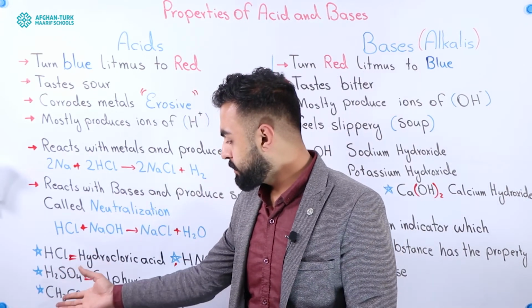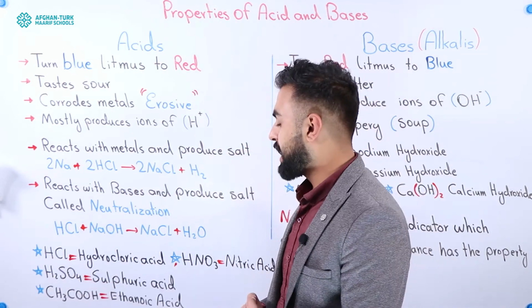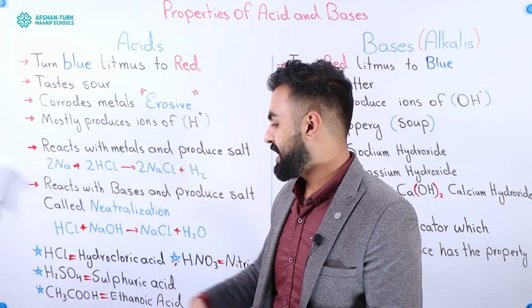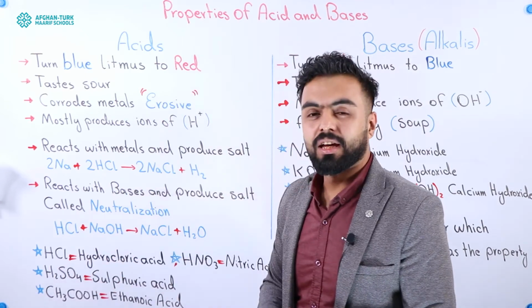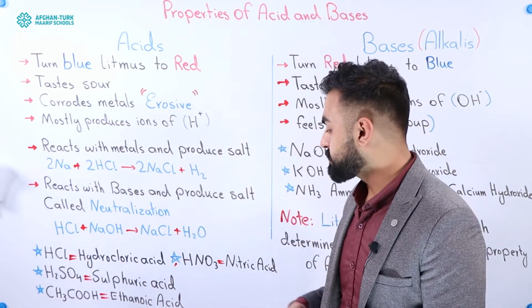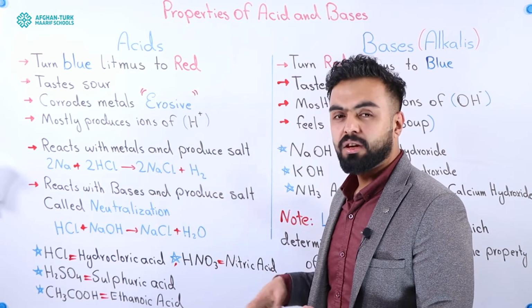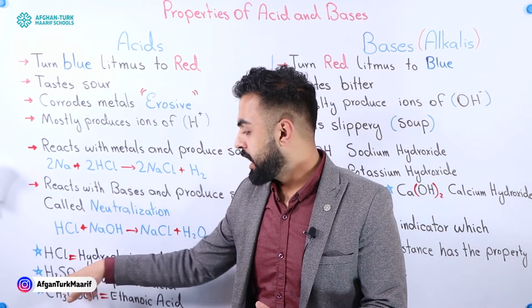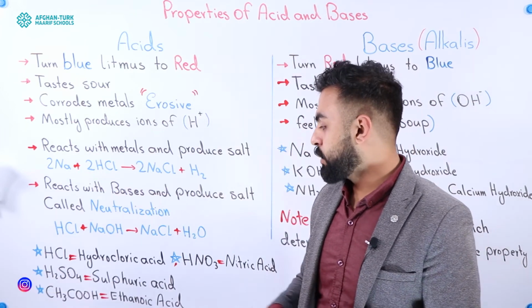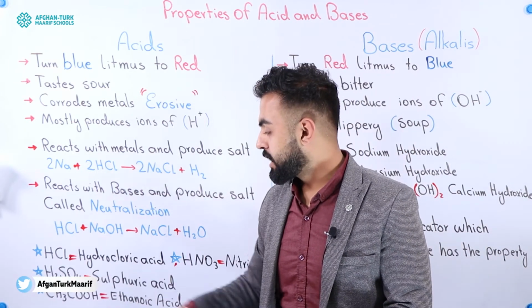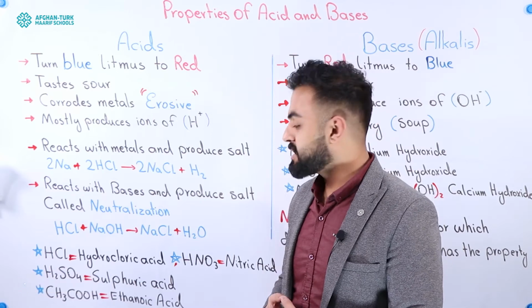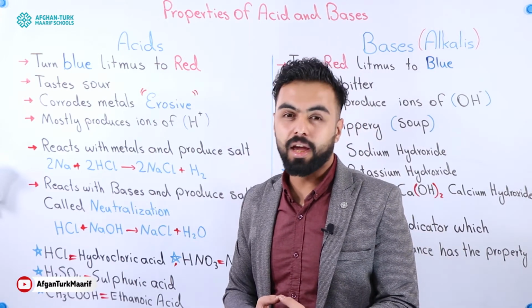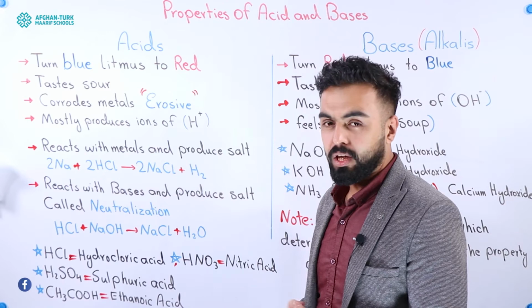So here are some important acids that we have. One of them is HCl, called hydrochloric acid. HNO3, which is nitric acid. The other one is H2SO4, which is called sulfuric acid. The other one is CH3COOH, which is an organic acid called ethanoic acid.